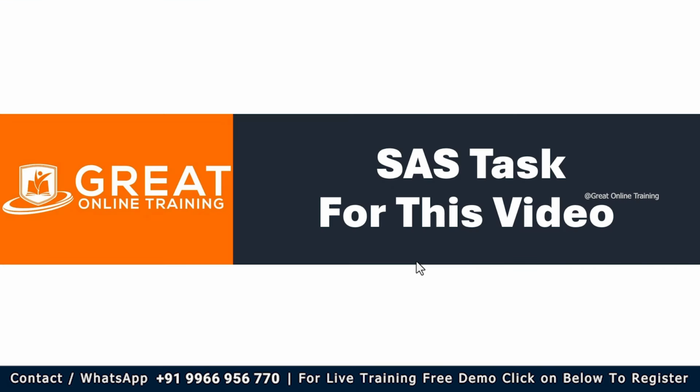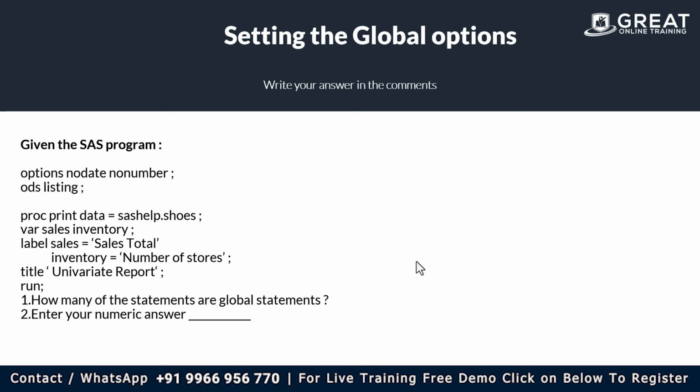So we have seen a lot of global options as of now. So this is the time for a task. What is the task in these global options? The task is setting the global options. We need to set them one by one. Let's say, given the SAS program: options nodate nonumber, and ODS listing is an option I have used too. Proc print data equal to sas.choose, where sales, inventory, label sales equal to sales total, inventory equal to number of stores, title equal to univariate report, and run.